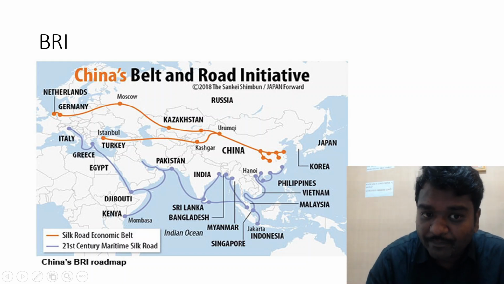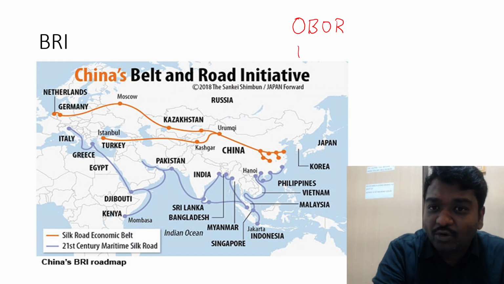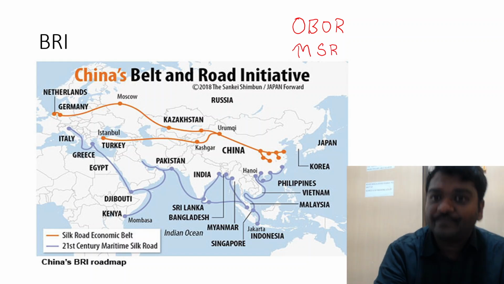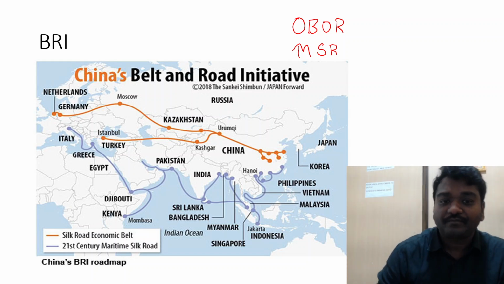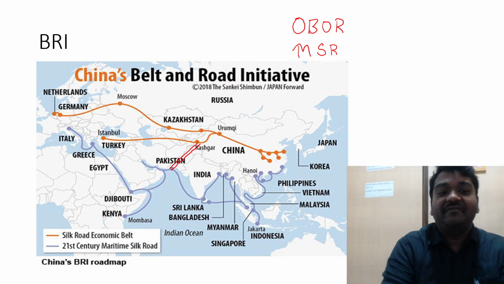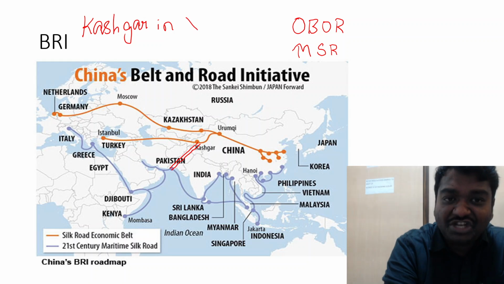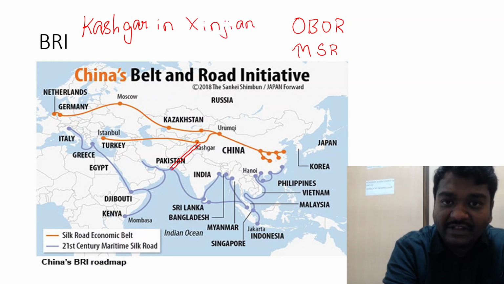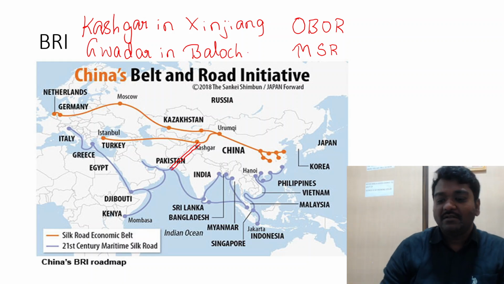So remember, under the Belt and Road Initiative, a road project is called One Belt, One Road. Sea route is called the Maritime Silk Road. Land route is called One Belt, One Road. These two are basically connected by CPEC, which is the China-Pakistan Economic Corridor, which tries to connect Kashgar, it's not Kashi, it's Kashgar in Xinjiang province of China, with Gwadar in Baluch region of Pakistan. That is CPEC. Okay, that is very, very important for you guys.